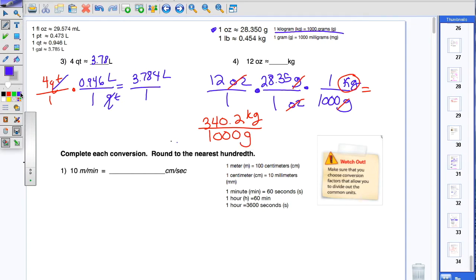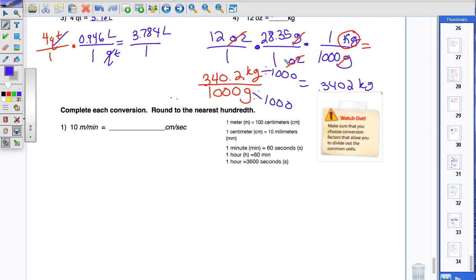Find the unit rate by dividing the numerator and denominator by 1,000. And we end up getting 0.3402, and that's kilograms. Round that to the nearest hundredth, so 0.34. So 12 ounces is approximately equal to 34 hundredths kilograms, or 0.34 kilograms.